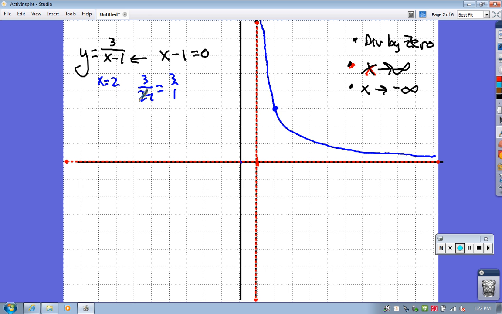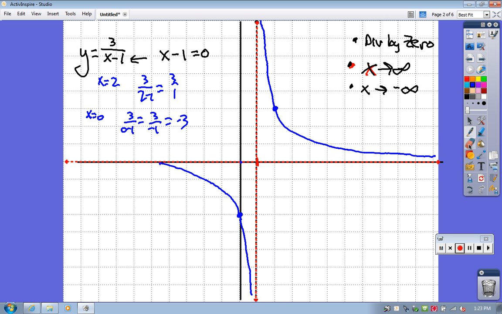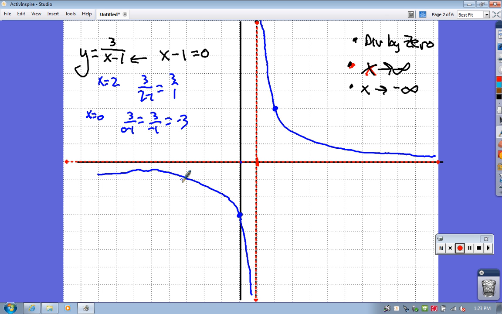Let me plug in a point here too. Let's say x is 0. When x is 0, 3 over 0 minus 1, which would be 3 divided by negative 1, negative 3. 0, 1, 2, 1, 2, 3. Same sort of thing. I know that as x gets closer to 1 from this side, this is going to tend towards negative infinity. And then as x gets big in the negative direction, that was horrible. As x gets big in the negative direction, this is going to get closer and closer to 0.